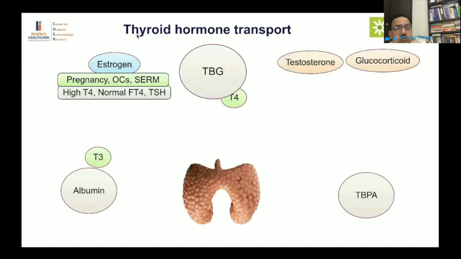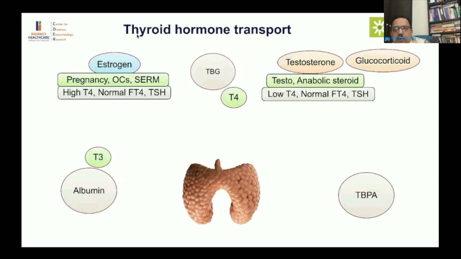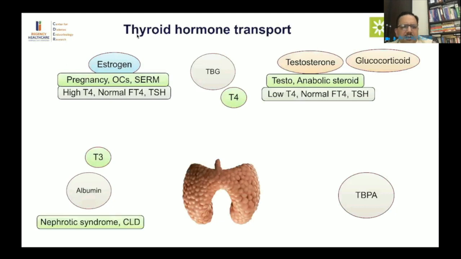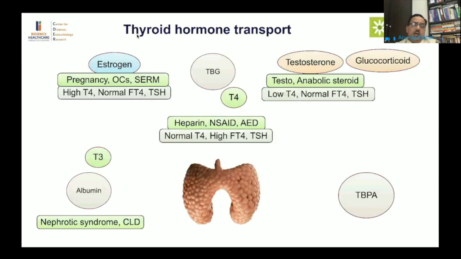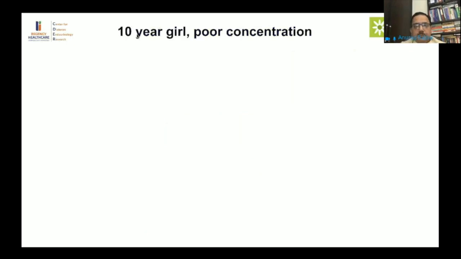We can have things like testosterone and glucocorticoid, which will actually decrease the TBG levels, and therefore we will have a situation of low T4, normal FT4, and TSH levels. So in situations wherein we have discrepant T4 and TSH levels, we should always think of doing a free T4 level. That is a big message which comes out of the setting. Hypoalbuminemia in the setting of nephrotic syndrome and chronic liver disease can again result in the situation. Heparin and use of NSAIDs can cause decreased binding of T4 to TBG, and this causes transient elevation in free T hormone levels, which needs to be just followed up in that perspective.